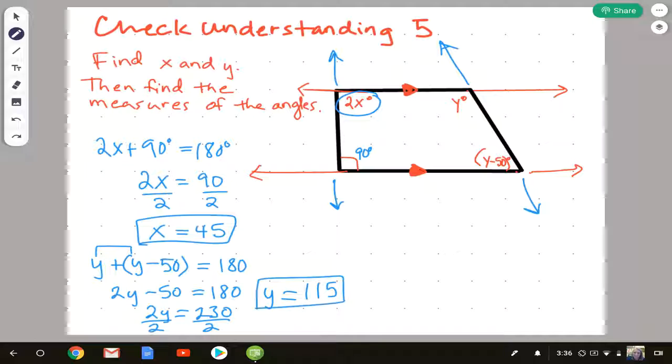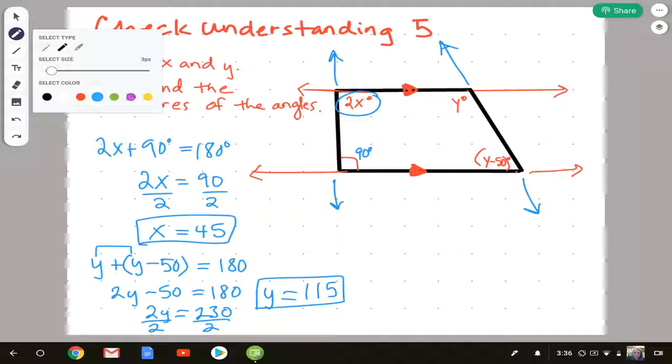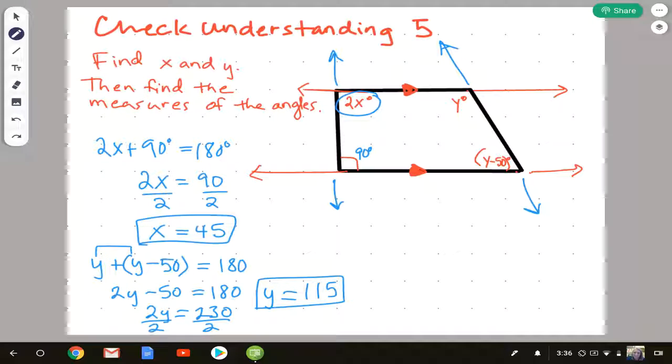All right, those are two parts of my answer, but they also wanted me to find the measures of the angles. So I'm going to write those in purple up here in the shape. If I know that x is 45, then 2 times x would be 90. Okay, y we said was 115. So y minus 50 would be the other angle. That would be 65 degrees. Now I can double check myself and make sure that 115 plus 65 does equal 180, which it does, because these should be supplementary.